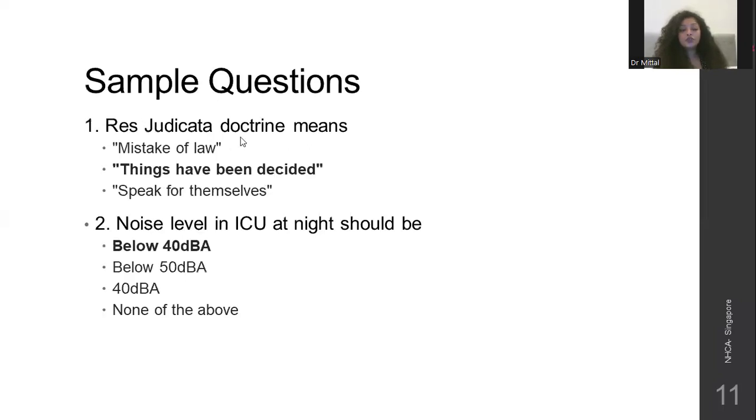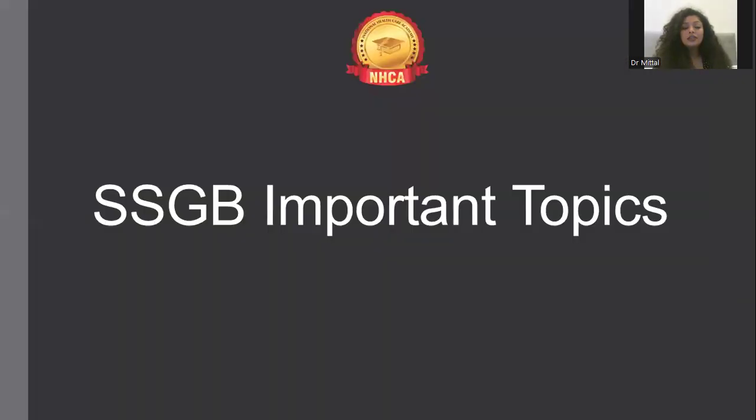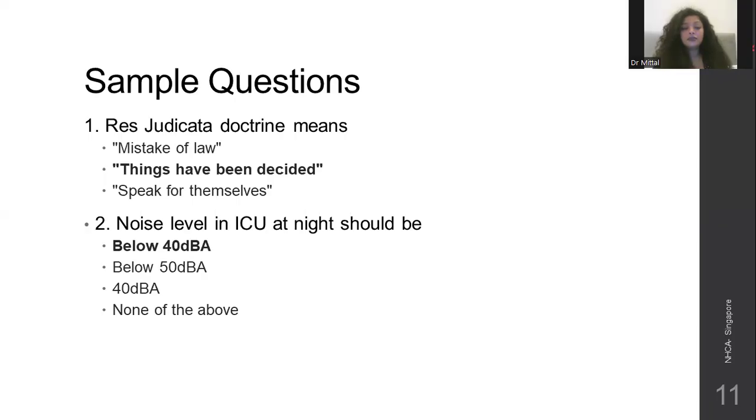I'm showing just 2 sample questions of quality control. You can expect certain questions that can come like this. Res judicata doctrine, what does it mean? 3 options will be given to you and you have to choose the correct answer. Here the correct answer is things have been decided. Res judicata doctrine is from the medico-legal chapter. This question has come.